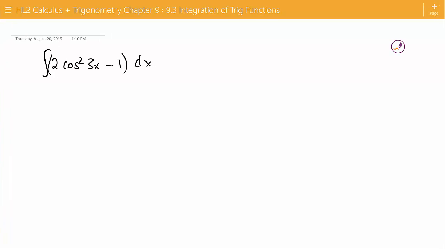Oh, they seem to be getting bigger and bigger and bigger. This is another one where a u substitution comes in very handy. We know that 2 cosine squared of theta minus 1 is a double angle identity for cosine.